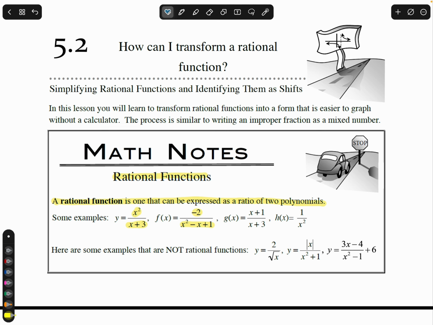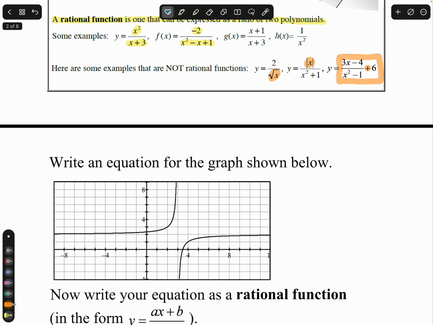Down below, it shows some examples of things that we can't have. For instance, we can't have the square root of x, because that's like x to the 1/2 power. We can't use the absolute value of x. And this one is not written as a quotient, because we see that addition. However, there are some rational functions that may look similar to that we'll see as we work through the lesson. All right, let's move on.